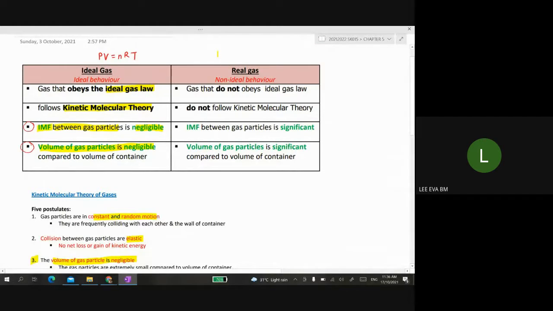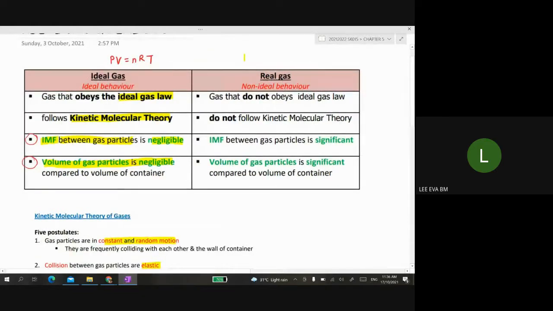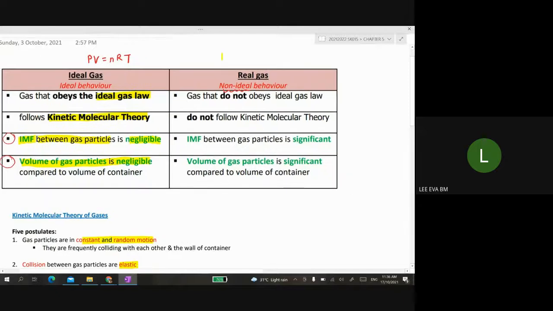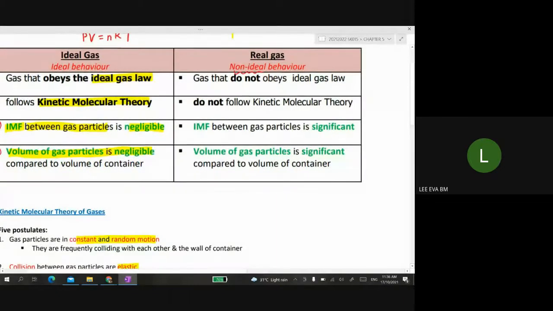So how about real gas? In other words, real gas is non-ideal. The real gas behaves, or we can say the real gas is less ideal. Tak perfect sangat lah kalau untuk real gas. So in this case, the real gas does not obey the ideal gas law. That means for real gas, they have their own equation. I'll introduce this one to you in a while.